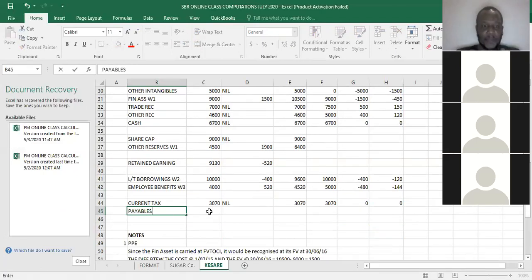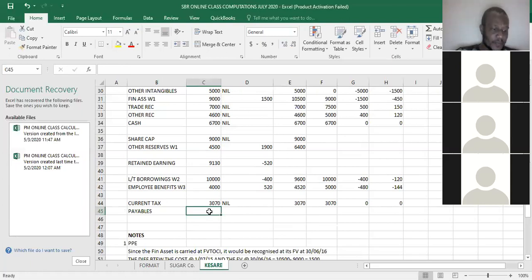Our payables originally was what? $5,000. Yeah. So 5,000. I'm just looking whether there's a note, and there is. Trade and other payables includes an accrual for compensation to be paid to employees. This amounts to 1,000 and is allowed for taxation when paid.